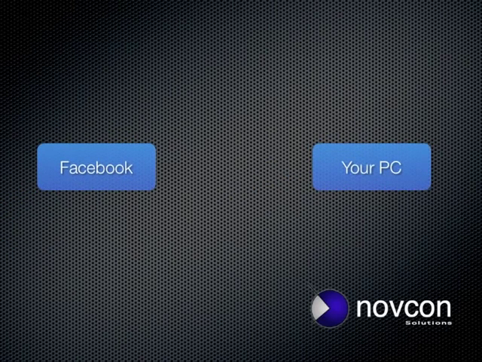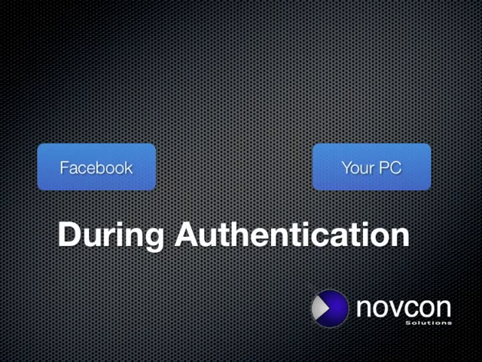Before I show you Firesheep, I need to explain how HTTP session hijacking works. For this example, I'll use Facebook and your PC. When you log on to Facebook, the servers at Facebook protect your password by encrypting the communication that takes place between your PC and the Facebook logon servers. This is done using a technology called SSL, or the Secured Sockets Layer. This is represented in your browser by the infamous padlock, and by the URL starting with HTTPS.